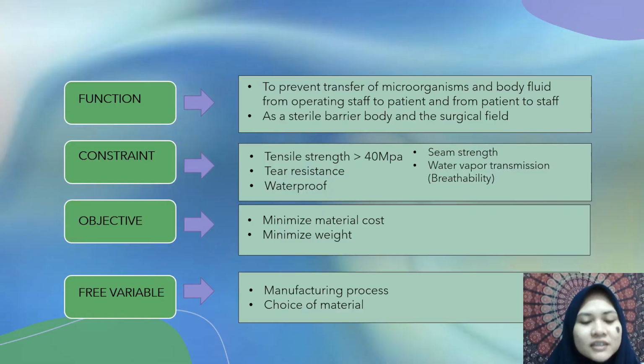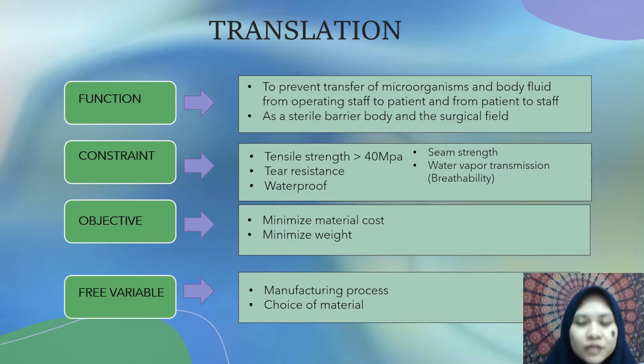There are 4 strategies to perform material selection, which are translation, screening, ranking, and documentation. The translation has a design requirement that is expressed as function, constraint, objective, and free variable. The function of the surgical gown is to prevent transfer of microorganisms and body fluid from patient to medical staff. So it will protect the medical staff while giving treatment to the patient.